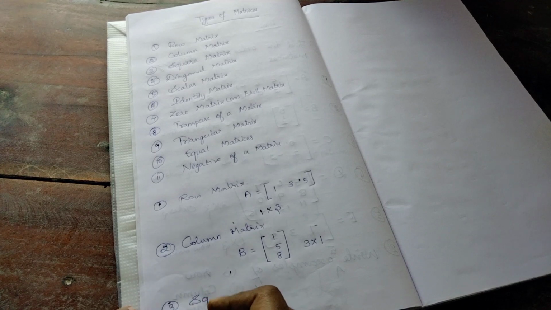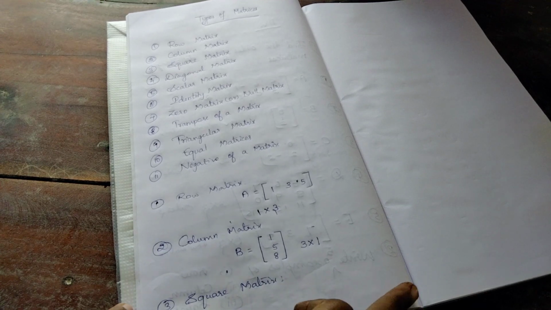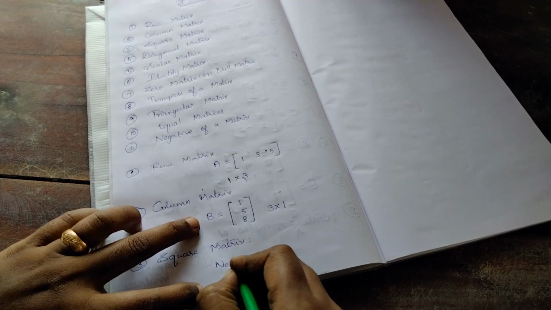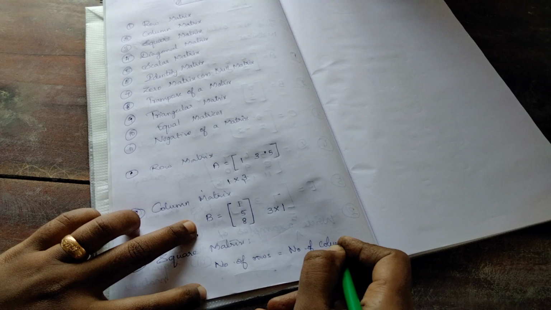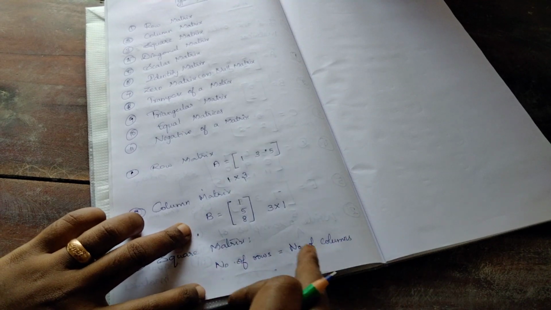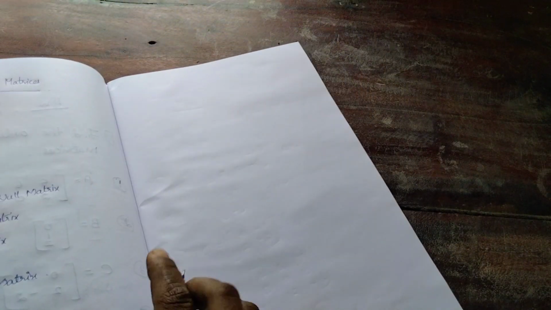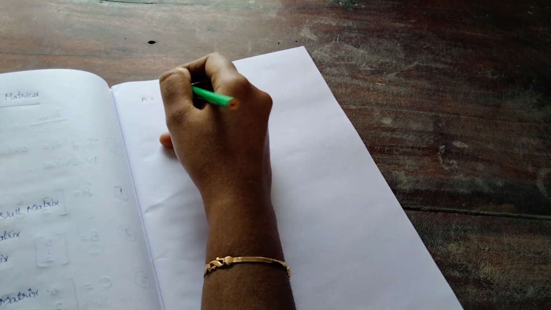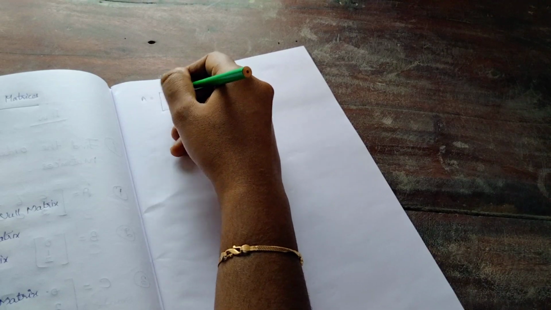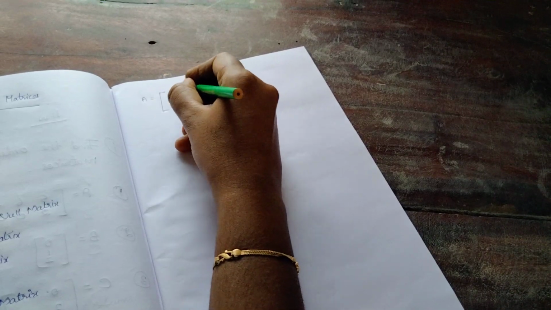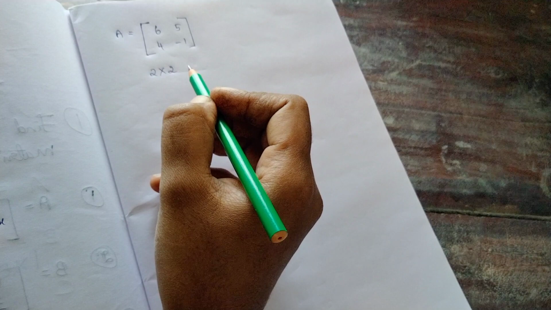Okay, then square matrix. Third one, square matrix. What is the meaning? The number of rows and number of columns should be equal. So the condition is number of rows should be equal to number of columns. So it may be of order 2, order 3, order 4. We can write some examples. A is equal to, order 2 first I will write. Order 2 means 2 by 2. So 6, 5, 4, minus 1. This is of order 2 by 2. This is a square matrix because the number of rows and number of columns are equal.